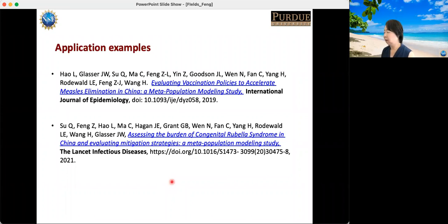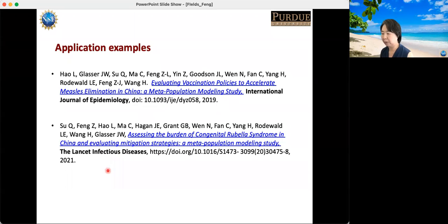Okay. So I'm going to go quickly and talk about two recent examples. We used this approach I just mentioned, in terms of mixing, parameter estimation, the structured metapopulation model, and the gradient approach. So we applied it to measles and rubella in China. This is in collaboration with China CDC, US CDC, and WHO. We published two papers. One is on measles, published in the International Journal of Epidemiology in 2019. Another is about rubella, published in The Lancet Infectious Diseases in 2021.